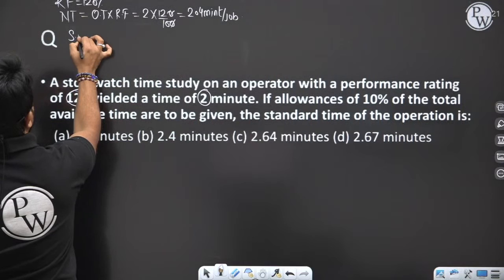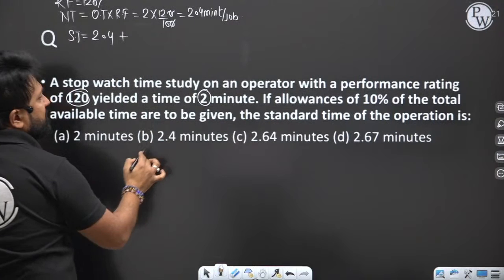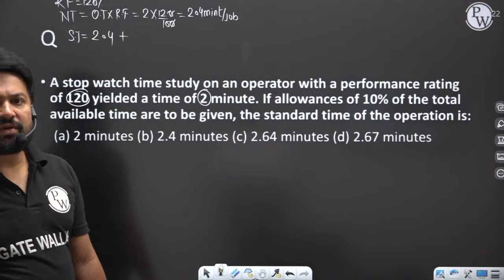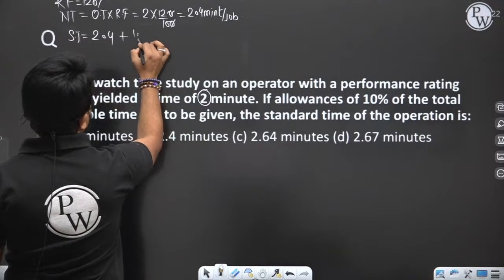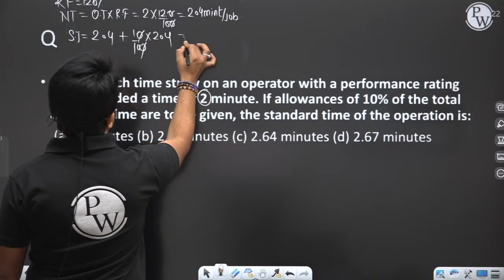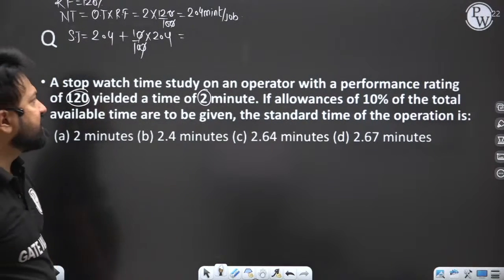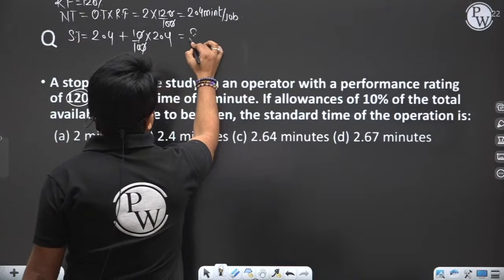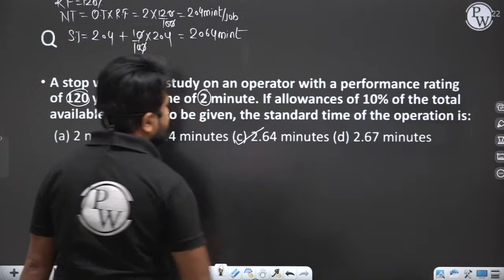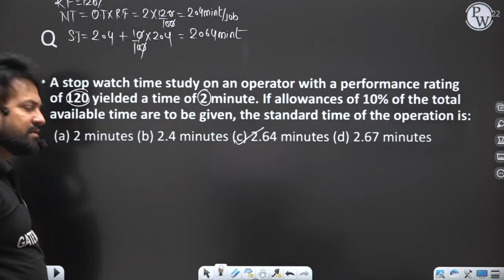Now you have to find the standard time. So standard time is normal time plus how much? There is an allowance of 10% of the total available time. So 10% of the total, that is 2.4. It will become 2.64 minutes. So answer C is the correct one.